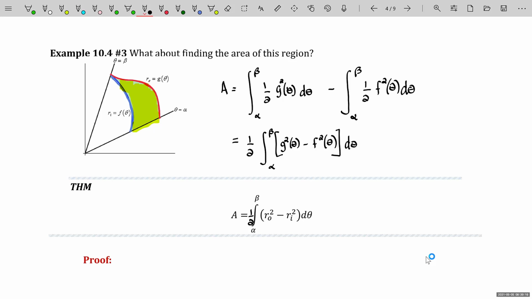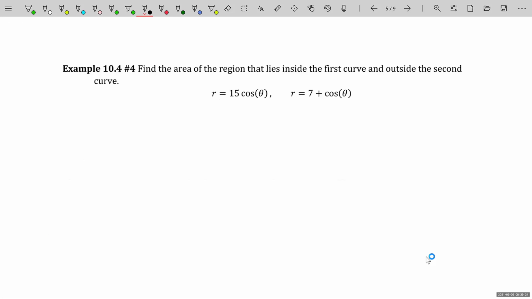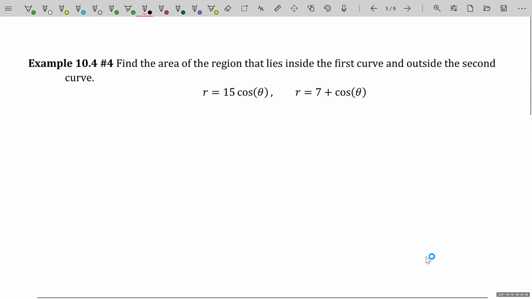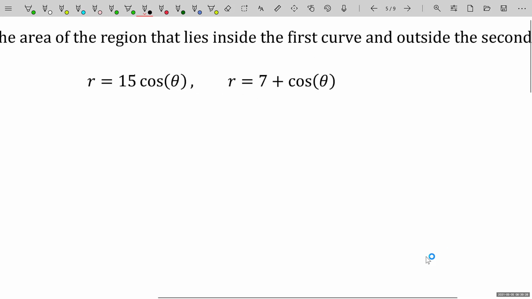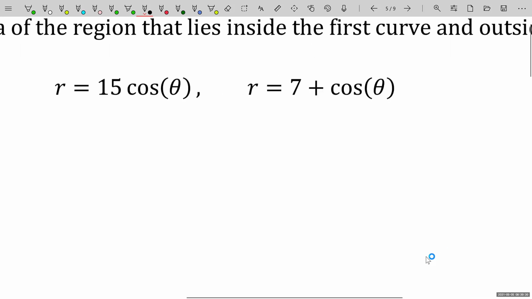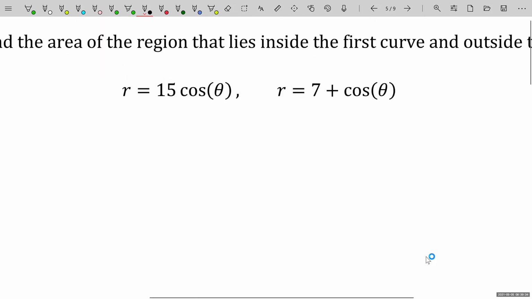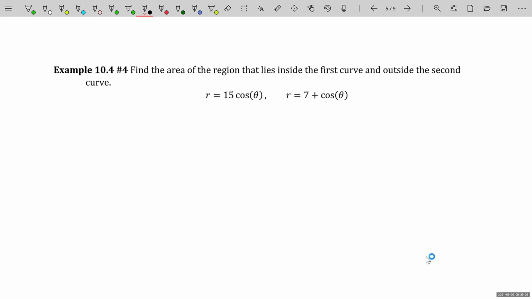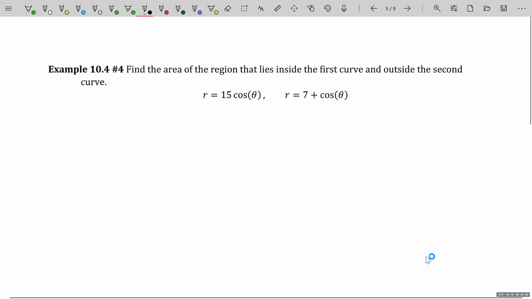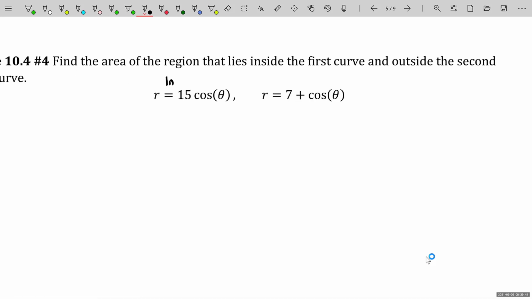So we'll finish out today's lecture with one final example. Area between two curves involves two curves, where I told you earlier, I expect you to know how to graph these with some practice, obviously. So let's go ahead and find the area of the region that lies inside the first curve, so inside this, but outside the second curve.